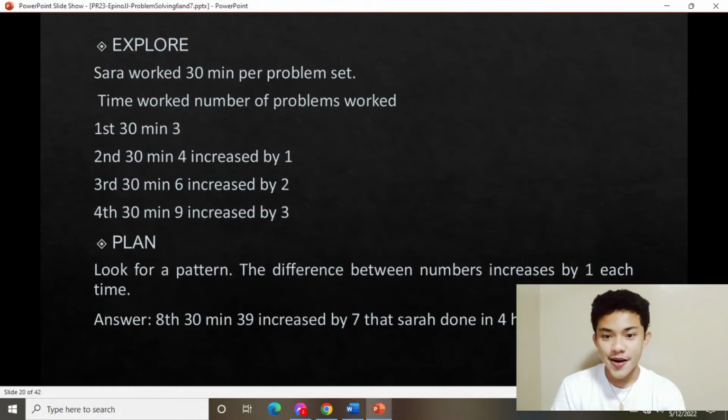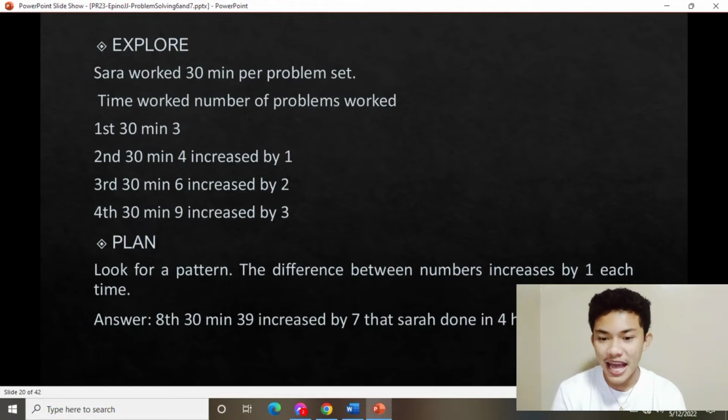First is to explore. Sarah worked in 30-minute sets. Time worked, number of problems worked. In the first 30 minutes, Sarah did 3 problems. In the second 30 minutes, Sarah did 4 problems, an increase of 1. In the third 30 minutes, Sarah did 6 problems, an increase of 2. In the fourth 30 minutes, Sarah did 9 problems, an increase of 3.